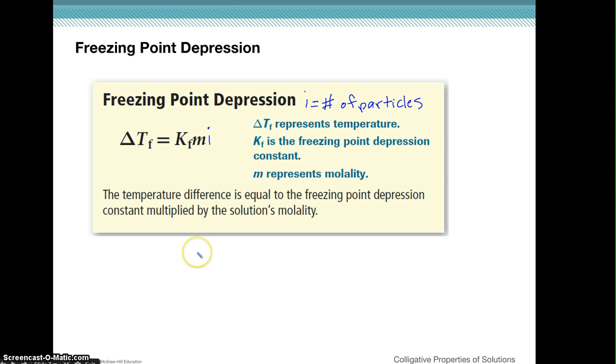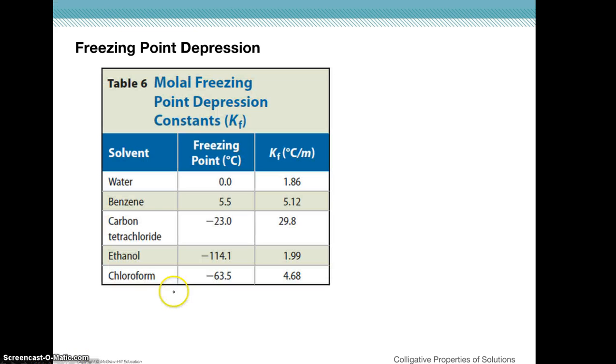So the more particles there are, the more the freezing or boiling point changes. Okay, so we're going to calculate how much that freezing point changes, and the freezing point is going to go down. All right, here's our table of KFs for water. The freezing point is 0 degrees Celsius. Our KF is 1.86 degrees Celsius per molality. And again, there are constants for other solvents as well as water.